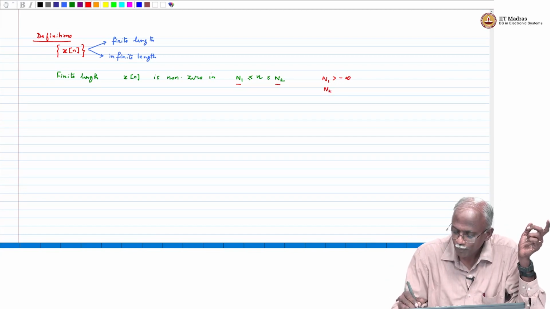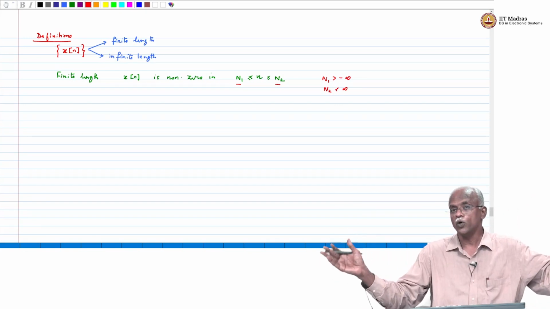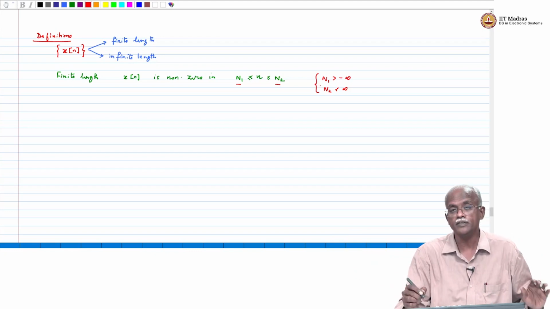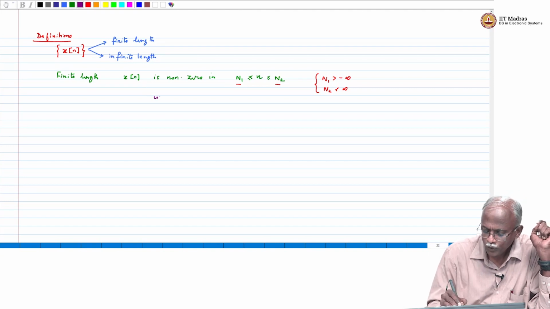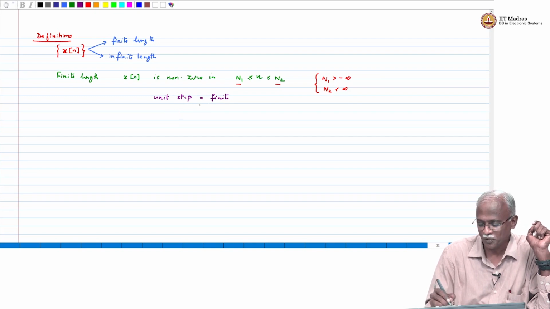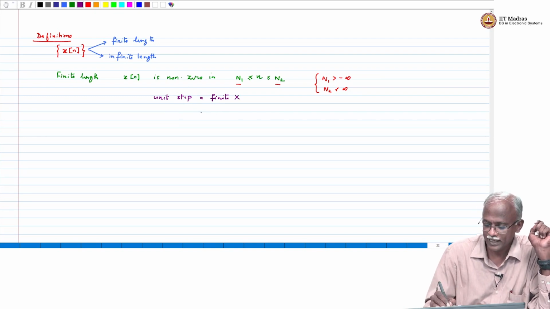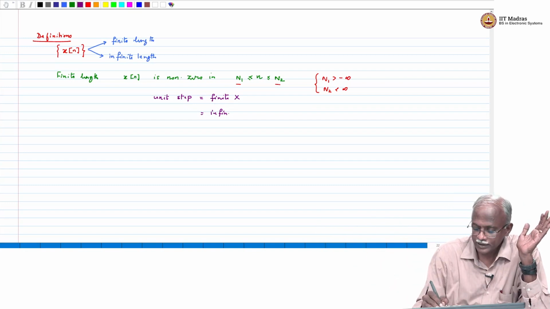Similarly, n2, the upper limit, must be less than infinity. It cannot go all the way to infinity. Neither end can go to infinity. Under this condition, you will get a finite length sequence. Okay. So, unit step, clearly it is a finite length sequence? Yes? No. This is not finite length. It is an infinite length sequence because it starts at n equal to 0 but then goes all the way to infinity.